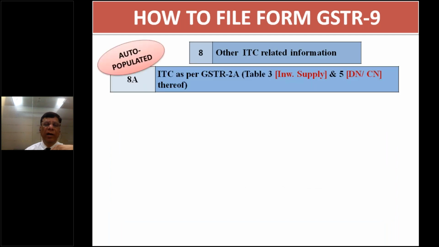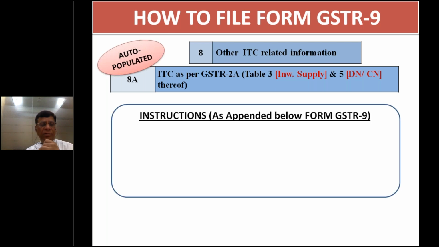Now comes table 8, which will talk about reconciliation of your claims with Form GSTR 2A. Earlier, we tried to reconcile our claim made in Form 3B, bifurcating various kinds of claims, and now we will reconcile the information contained in GSTR 2A with our claims.